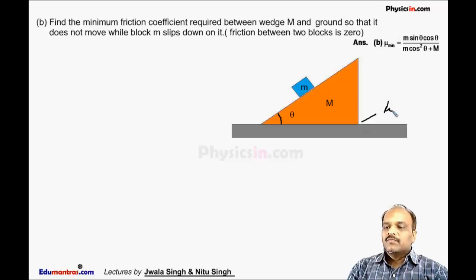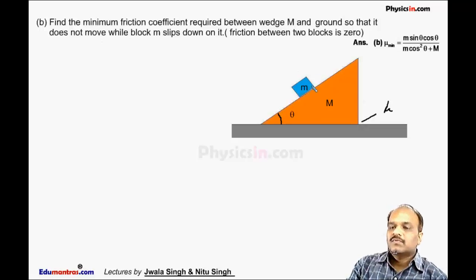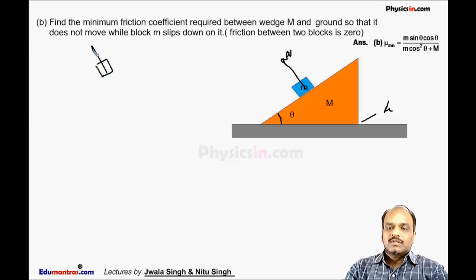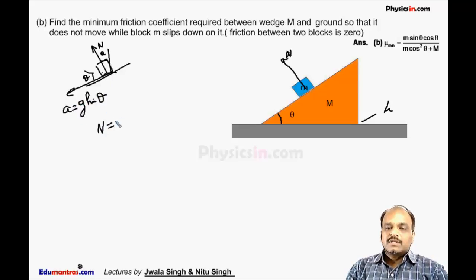Now in the second case, find the minimum friction coefficient required between wedge capital M and ground. We need the minimum value of the coefficient of friction here so that the wedge remains stationary, and there is no friction between this block and the triangular wedge. So in this case, the normal reaction acting on this block is N. We'll draw the free body diagram of this block. This is the normal reaction. This angle is theta, so this is also theta. So the horizontal component, the acceleration of this wedge is a, that is equal to g sin theta, whereas the normal reaction is mg cos theta, because this triangular wedge is stationary.